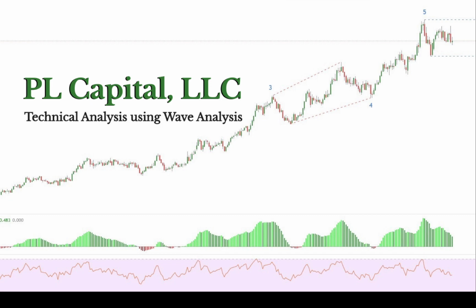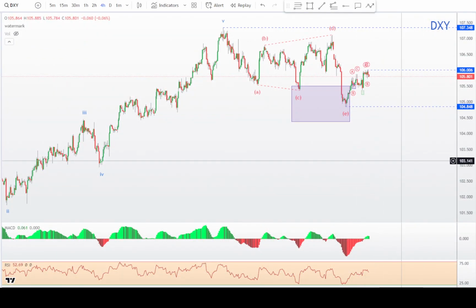In this video, we're going to look at the US dollar index, the euro, the pound, the CAD, and the yen. So let's start. All right, this is the 4-hour chart of the US dollar index.